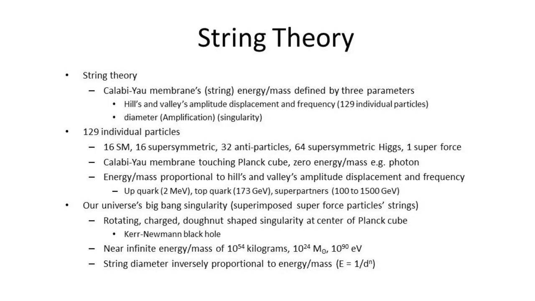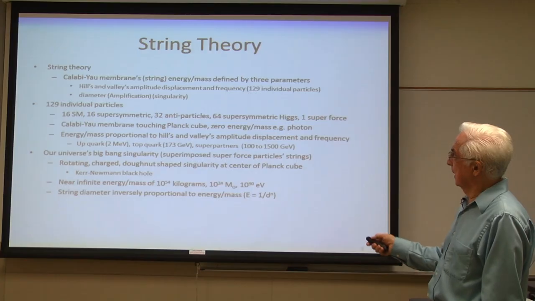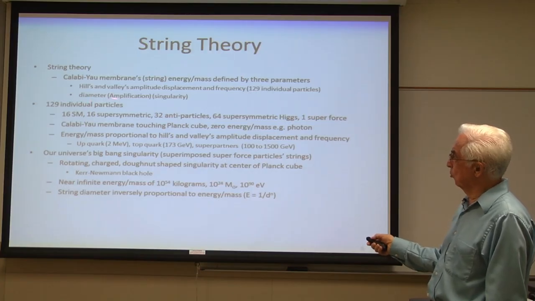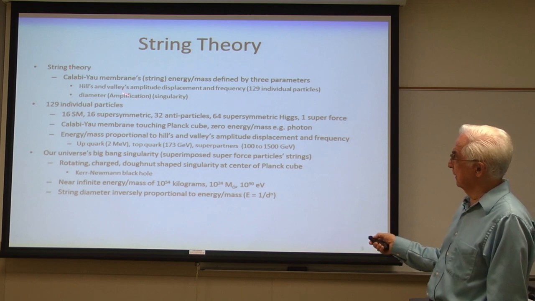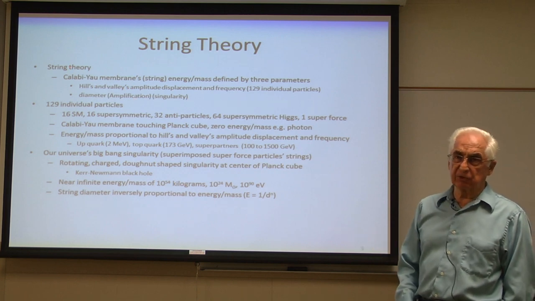In string theory, the Calabi-Yau membrane, or the string's energy mass, is defined by 3 parameters. The hills and valleys amplitude, displacement, and frequency are used for the 129 individual particles, and the diameter parameter, which is an amplification to string theory, is used to describe the singularity.